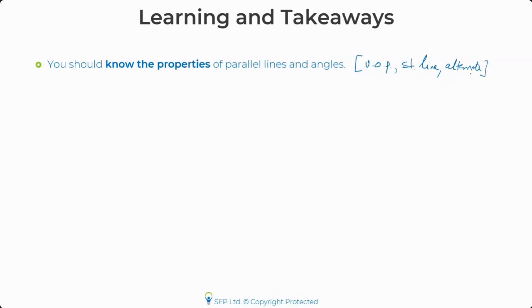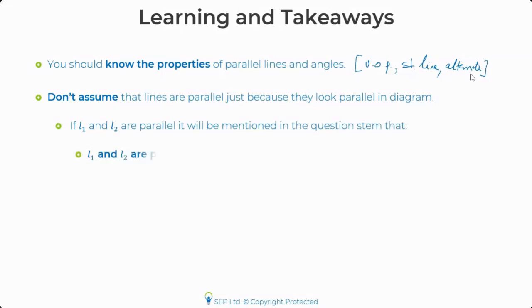And the second main learning here is that do not assume that lines are parallel just because they look parallel in the diagram. Either, as I told you, it will be mentioned in the question that they are parallel, or you will have something like this given in the exam, L1 parallel to L2. Only then should you infer that they are parallel lines. So this was an easy question. I hope it was clear to everyone.